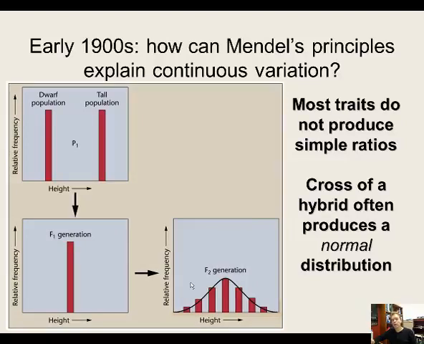In the early 1900s, when Mendel's work had been rediscovered, scientists were trying to figure out how to relate his principles to complex ratios, for example, the ones that would be seen in the real world. Most traits we know do not produce simple ratios, and crosses of hybrids, as shown in this diagram here, produce what we call a normal distribution. For example, you have two populations, a dwarf population and a tall population. They're each true breeding. They generate a hybrid that's intermediate in height. But self-crossing the individuals in the F1 generation produces a range of heights, not a simple 3-to-1 ratio.